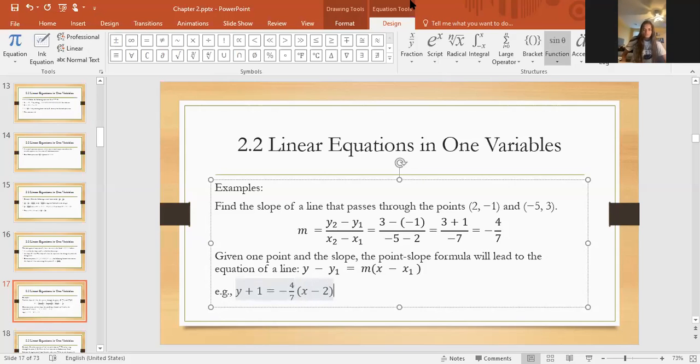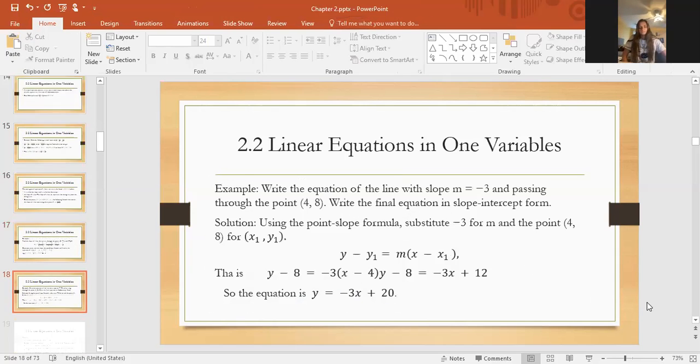So this is an expression of the equation, which will be equal to negative 4x over 7 minus 2 over 7. So this is the equation of the line that will pass through (2, negative 1) and (negative 5, 3). As I said, if you have a question, you can stop me.